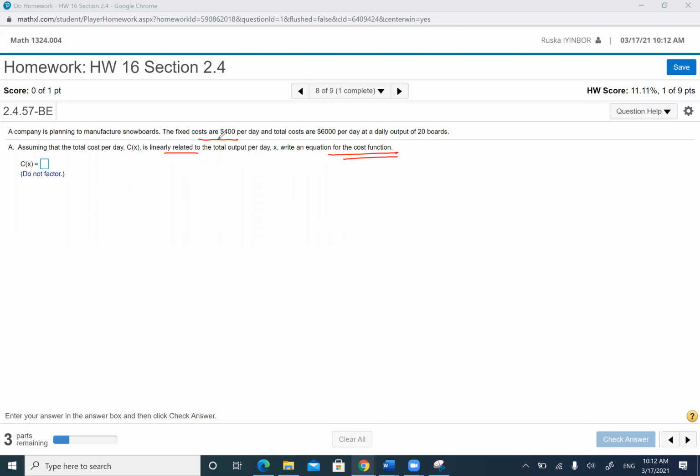The fixed costs are 400 per day. So if it's per day, this is actually variable cost. And this is the total cost per day at a daily output of 20. Also, this is given information and you have to find the rest. Okay, so if it's linear, the cost function is going to be mx plus b, right? I'm going to use this.